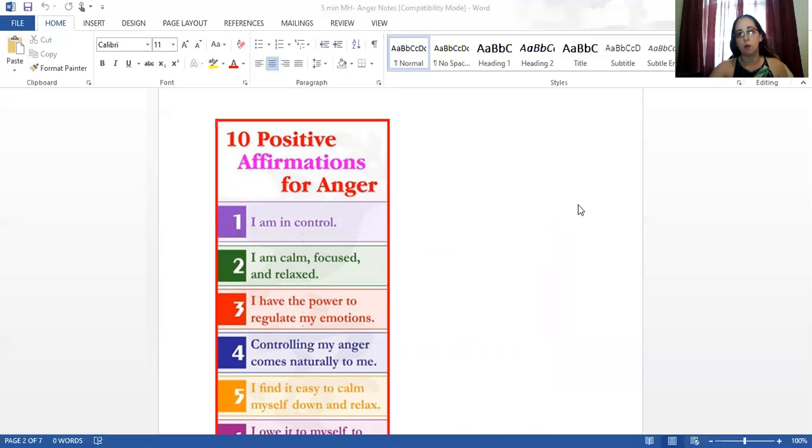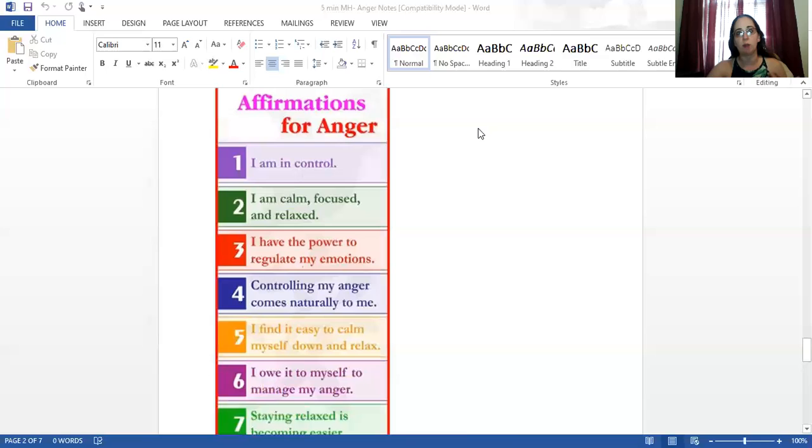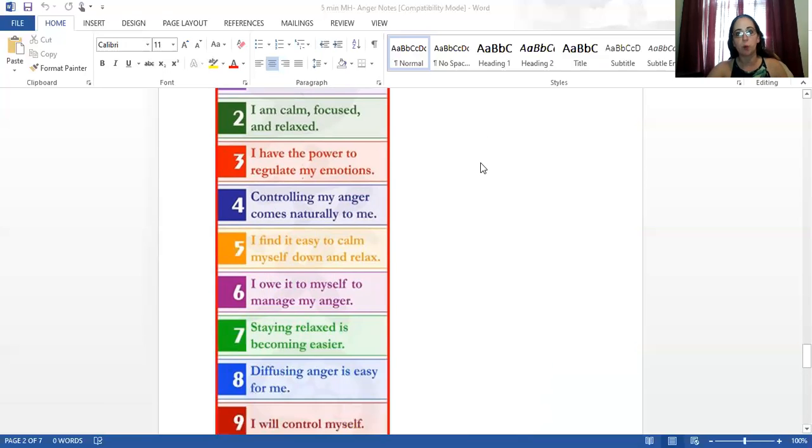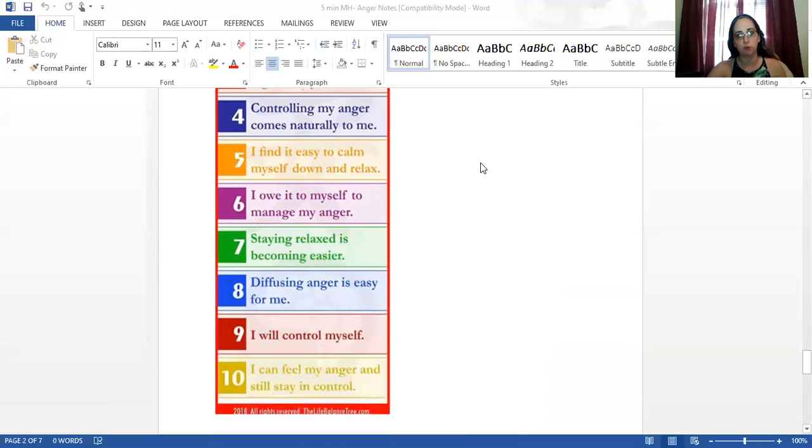So these are some affirmations you can repeat on a daily basis. I am in control. I'm relaxed, focused. I'm calm, focused, relaxed. I have the power to regulate my emotions, so on and so forth. So you can read through some of those that might be helpful, or you can figure out your own.